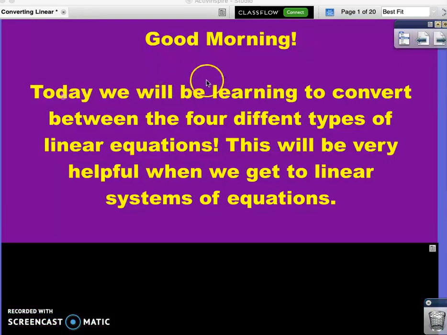Today we're going to be learning to convert between the 4 different types of linear equations. This will be very helpful when you get to linear systems of equations. Okay.